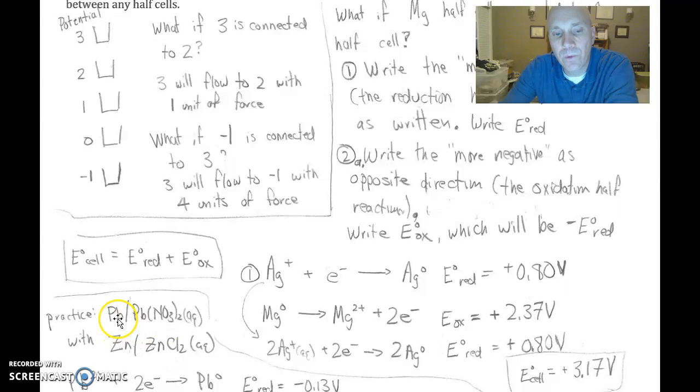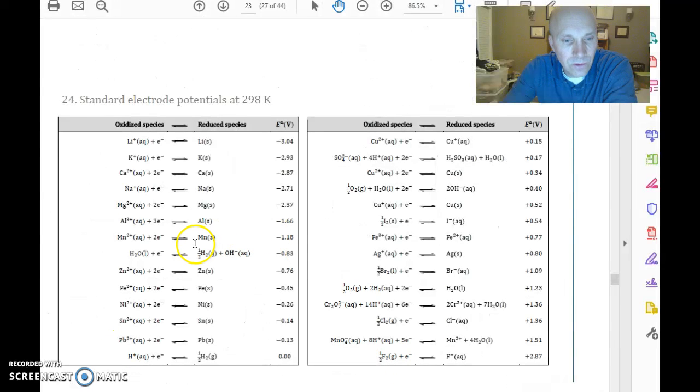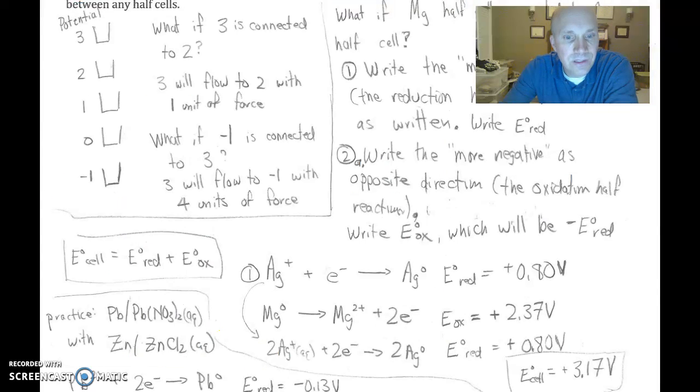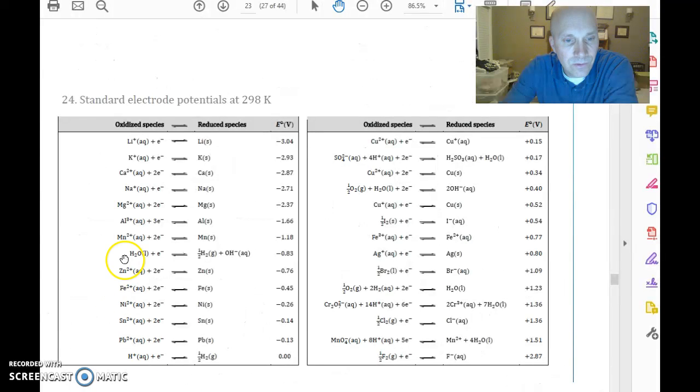And so what we want to do is find the reduction reaction in that list that involves lead going to lead +2, and we want to find zinc going to zinc +2. All right, so where are these? Okay, well, here's the lead +2 going to lead metal. So this one's going to be one that we're going to use. And we're also going to use, what did I say, zinc? Yes, zinc. So zinc is right here. Okay, so again, the first thing that we want to do is to find the more positive. Between these two, it's the lead one, which is the more positive.